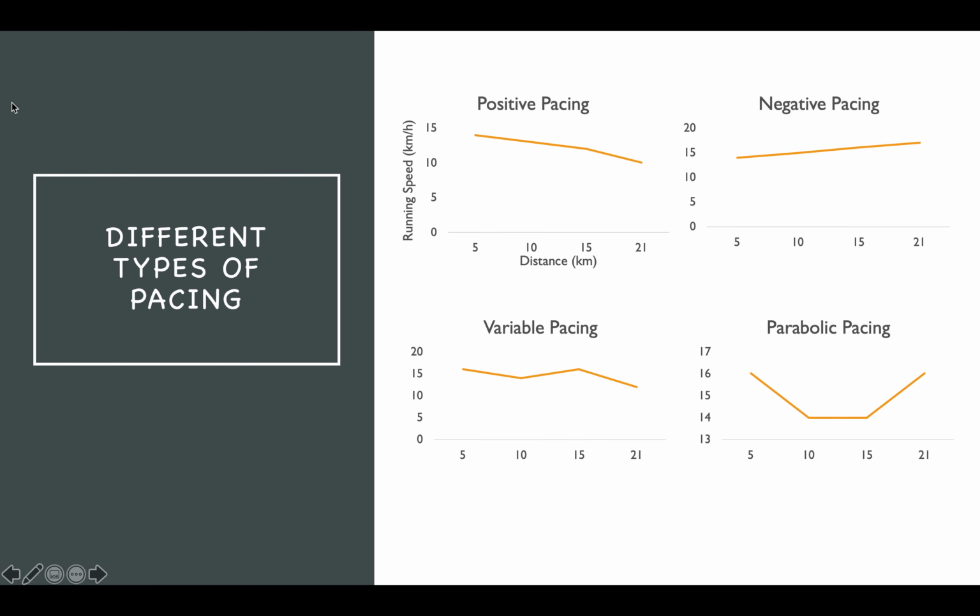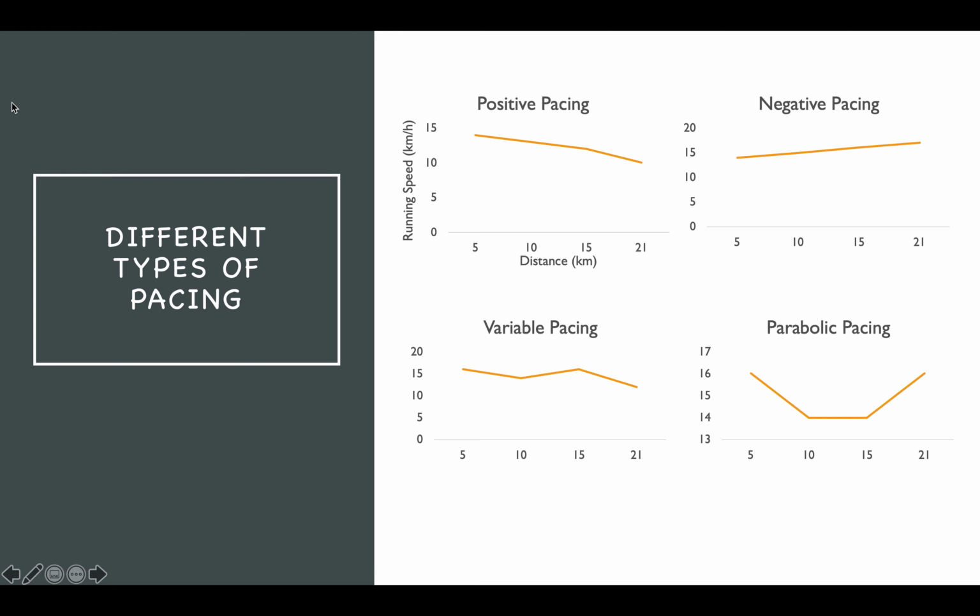We're going to start off by talking about the different types of pacing profiles that can happen throughout a race. So we're going to talk about 4 different profiles. On the x-axis, we have race distance in kilometers, and for simplicity's sake, all 4 of these situations are going to be, for example, a half marathon race. And on the y-axis, we have running speed in kilometers per hour.